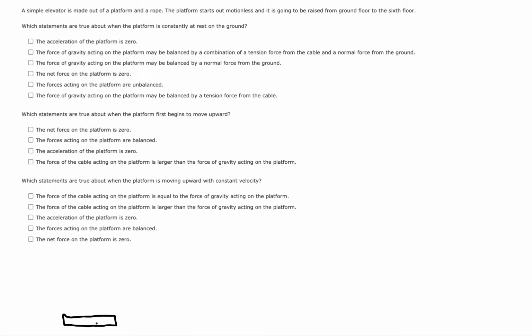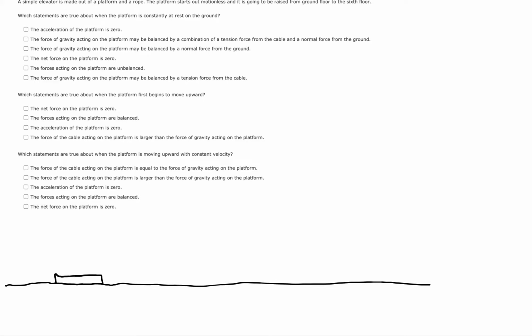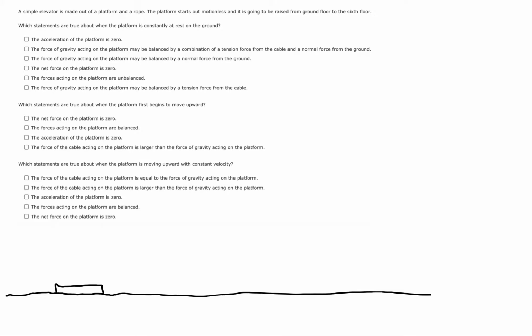I'll draw several important times in the life of the platform here. One of the times is when it's just resting on ground. Alright, so when the platform is at rest on the ground, the rope that's holding it could totally go slack, so that it's not really being used in any way. And if it's not being used, then something else must be holding this platform up and stopping it from falling toward Earth's center.